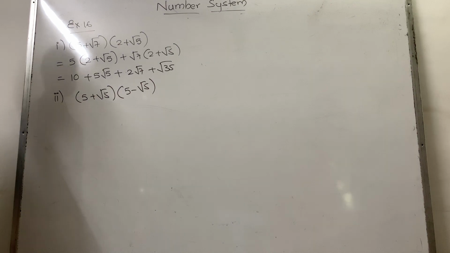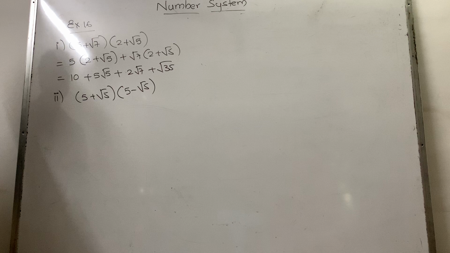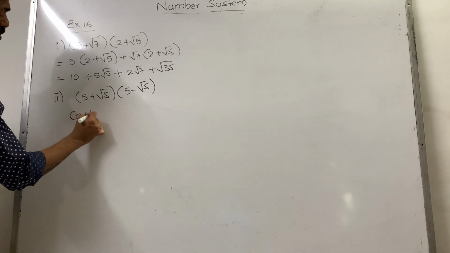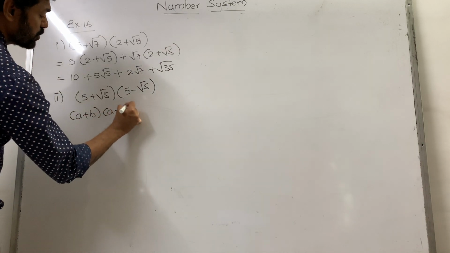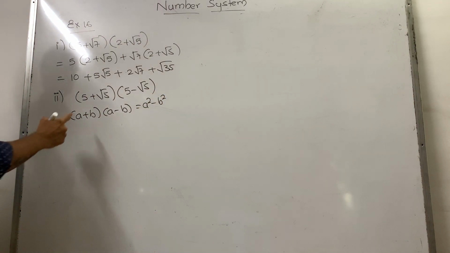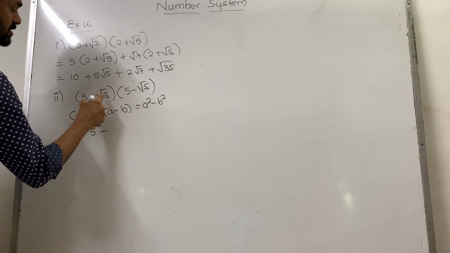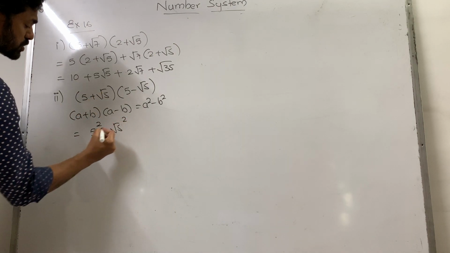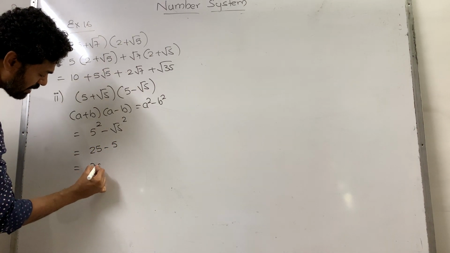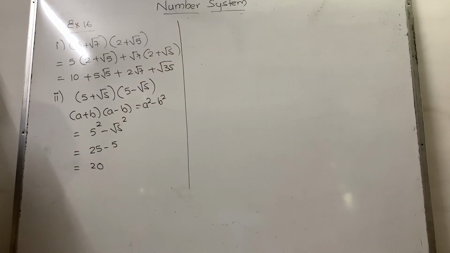When we look at these 2 brackets, we observe they are in the form of (a plus b)(a minus b). We know (a plus b) into (a minus b) is a square minus b square. So we will be using this identity. So you will write this as a is 5, a square, minus b is root 5, b square. What is 5 square? 25. What is root 5 square? 5. What is 25 minus 5? 20. So this will be your answer.